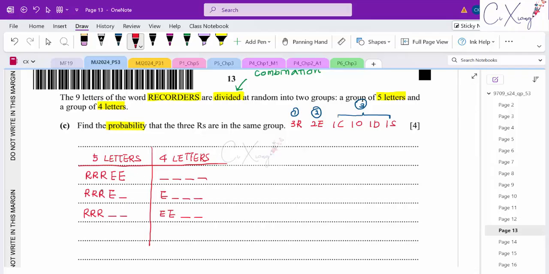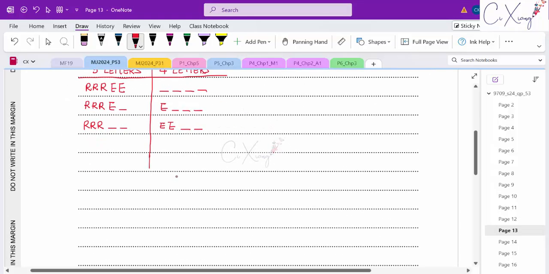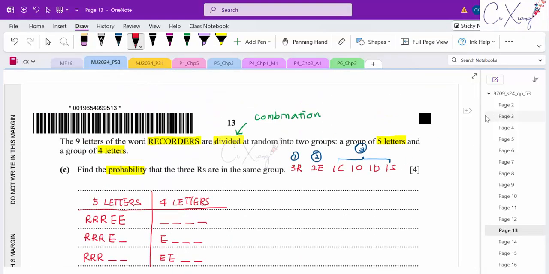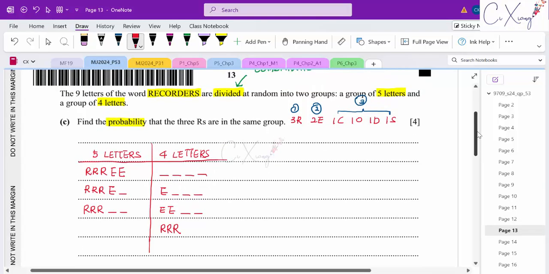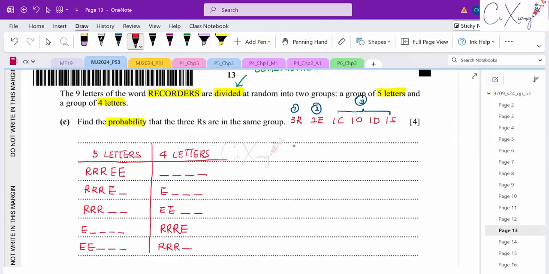If, let's say, all the R are in the 5 letters group. Okay, then now I need to consider the cases if the R are in the 4 letters group. So if all my R are in the 4 letters group, there's one possibility where one E is here, another E is in the 5 letters group. Then another result is all the R in the 4 letters group, and both of the E are in the 5 letters group. So the place that I put all the dashes here is basically all the other letters.